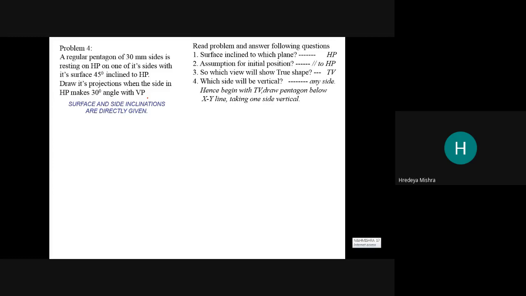Okay, the fourth question is which side will be vertical? Any side will be vertical because it is not given. So there is no problem. So let's start the XY line here. Now see, we make any side vertical. So this is the vertical line and this is our pentagon. Any side we take as vertical and make the pentagon.